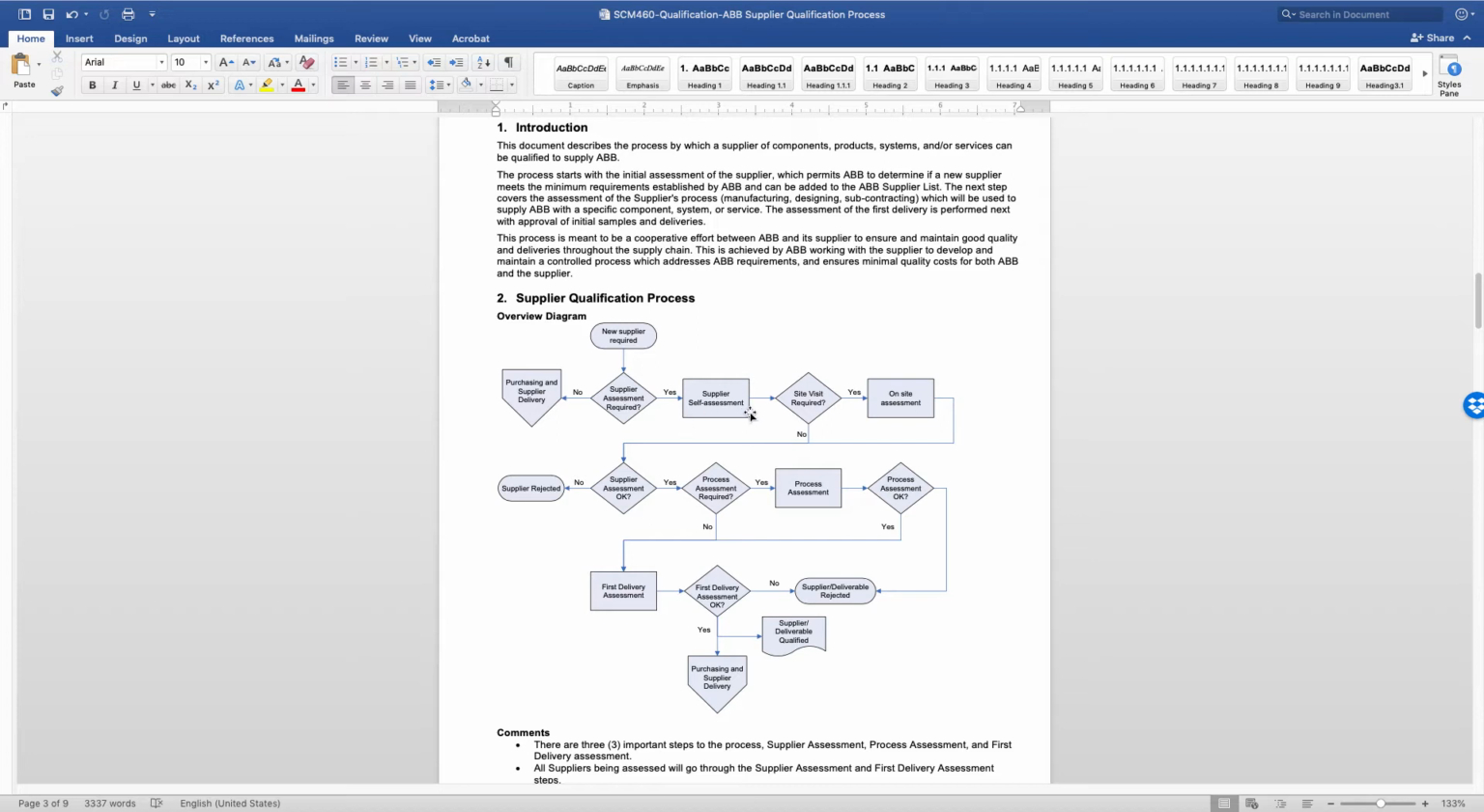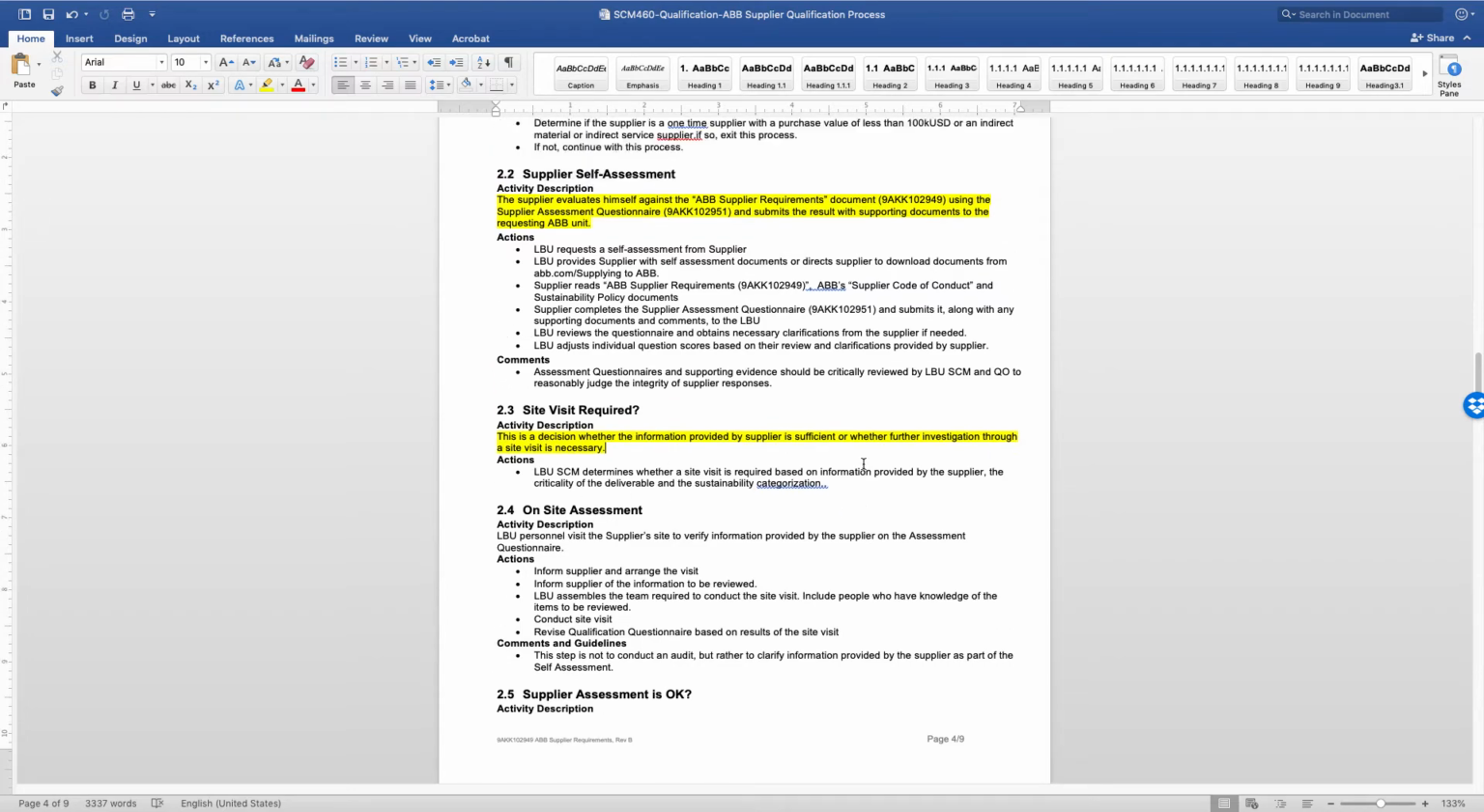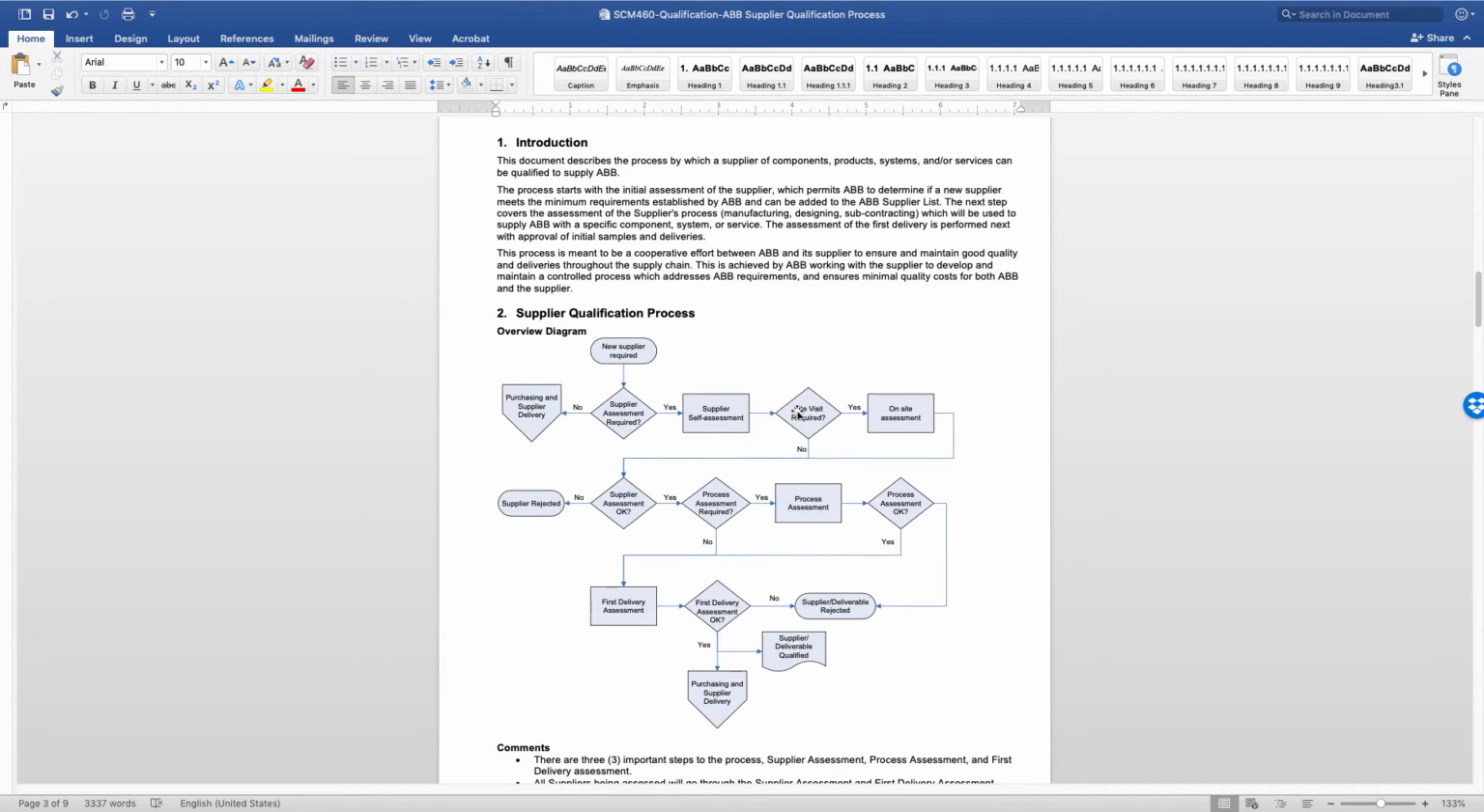After this, there is a question: site visit required? So in light of how much the information has been filled in by the supplier, is ABB trusting the supplier, or do we need to visit the site to check what has been declared in the supplier questionnaire? In case the site visit is required, this is a decision whether the information provided by the supplier is sufficient or whether further investigation through a site visit is necessary. When we are not sure about what the supplier has filled in the questionnaire, before qualifying him or going to the next stage, we can organize a supplier visit.